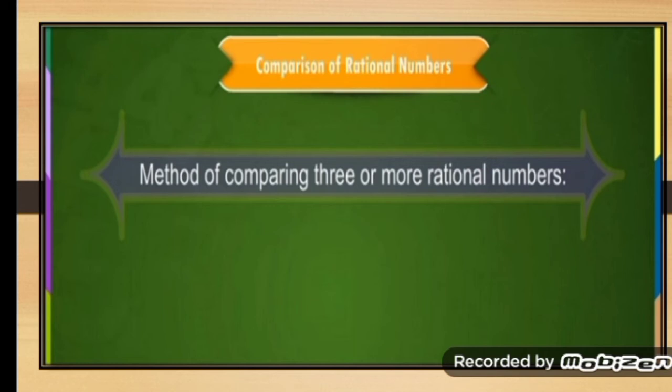Now there is one more method to compare three or more rational numbers. This is the same method as the first method to compare two rational numbers. But if we are given three or more rational numbers, then we will use this method. Actually, this method is used when we are asked to write three or more rational numbers in ascending order or descending order.